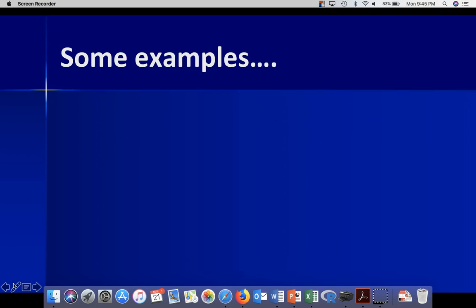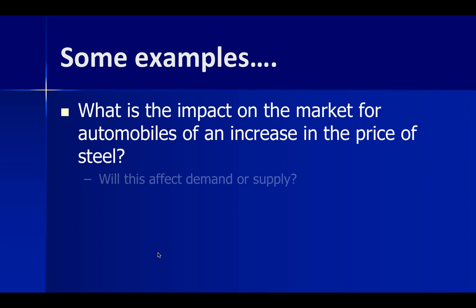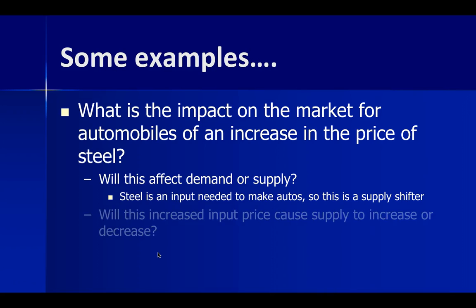Let's consider one more example. What's the impact on the market for automobiles of an increase in the price of steel? First, will this affect demand or supply? That's right. Steel is an input. It's needed to make automobiles. So this is a supply shifter. The change in the price of steel will affect the cost of production.